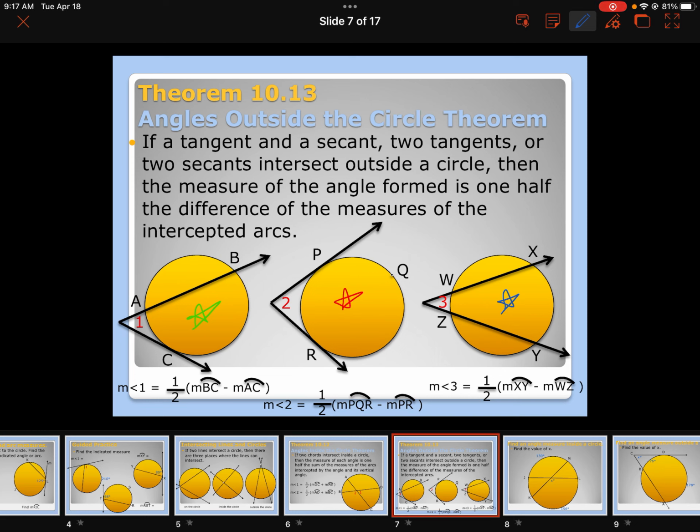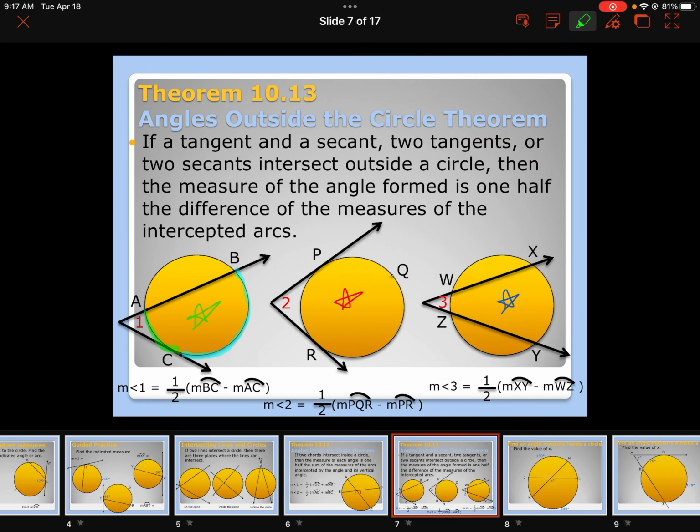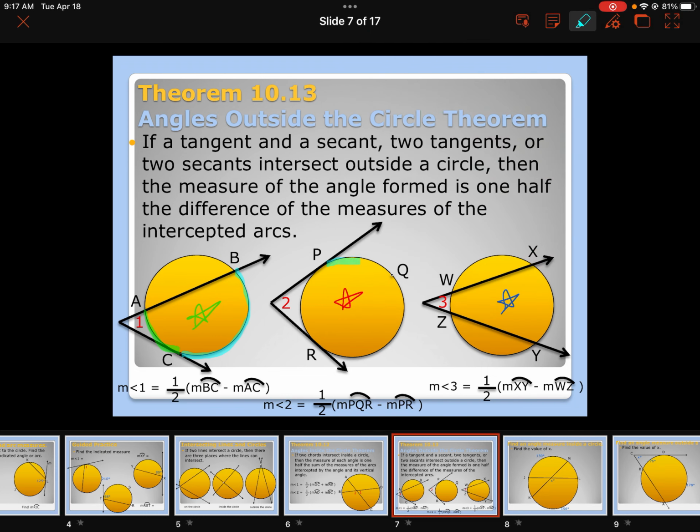How are you going to figure out angle measures or arc measures? Well, the measure of the angle formed is actually half of the difference of the measures of the intercepted arcs. So in each one of these situations, whether it's angle 1, angle 2, or angle 3, where you have two tangents, two secants, or one of each, you're going to take those arcs. We're going to go with this blue arc right here, and we're going to subtract from it the measure of the green arc. And then we're going to divide that by 2, and that will give you the measure of that angle 1. Okay? So you're going to do that for all of these.